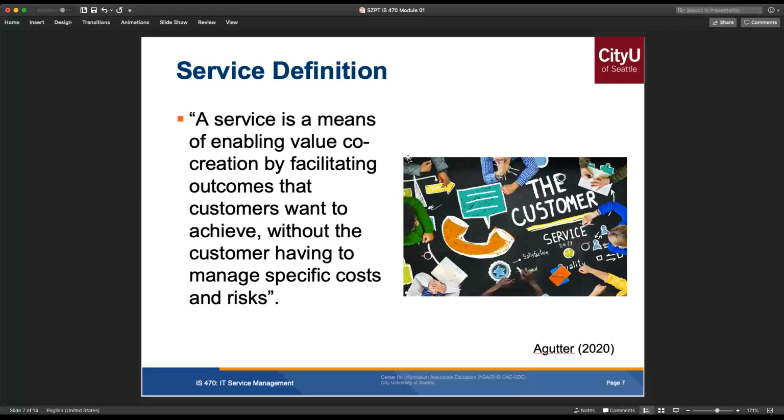Service definition: enabling value co-creation between customer and the service provider, facilitating outcomes that customers want to achieve without the customer having to manage specific costs and risk.